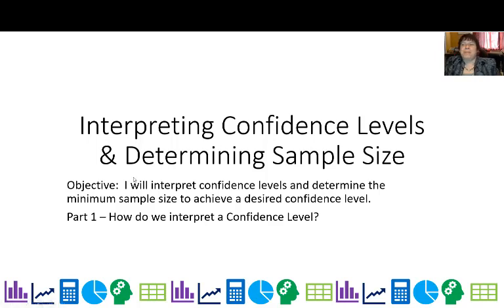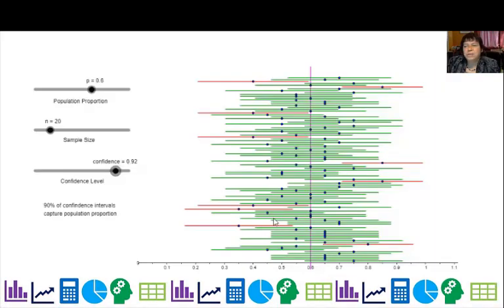And yes, sample size does have an impact on our confidence intervals. Okay, here's the GeoGebra applet I mentioned in your notes, and I've set it so the proportion is 0.6. Sample size, I've decided to put 20 like we did at the beginning of our beta activity. And the confidence level is set pretty high here.